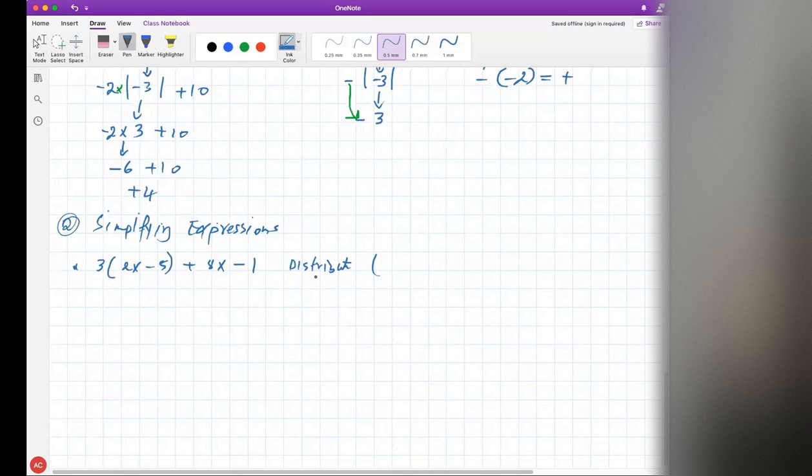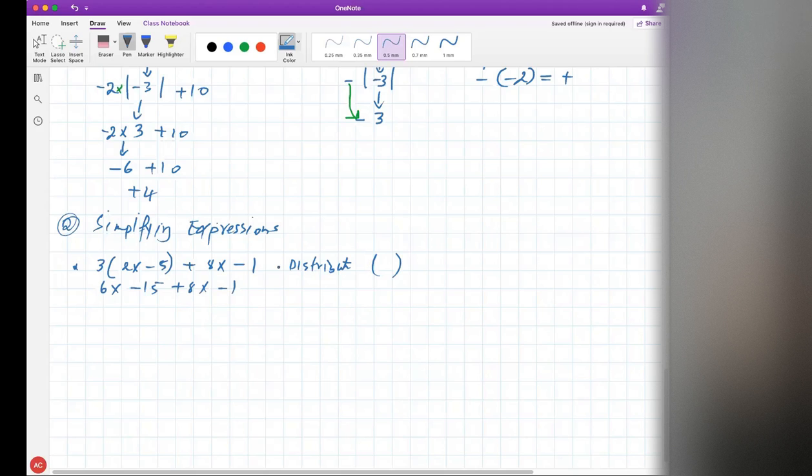Distribute first. And when you distribute, it's a multiplication. So what do we get from that? 6x minus 15, that's right. Plus 8x minus 1. That's right, minus 1. That's good.